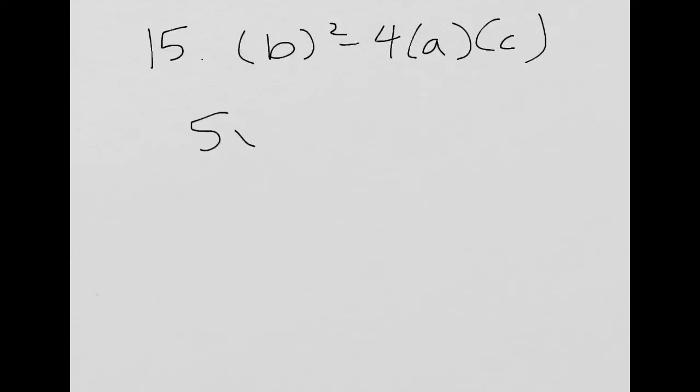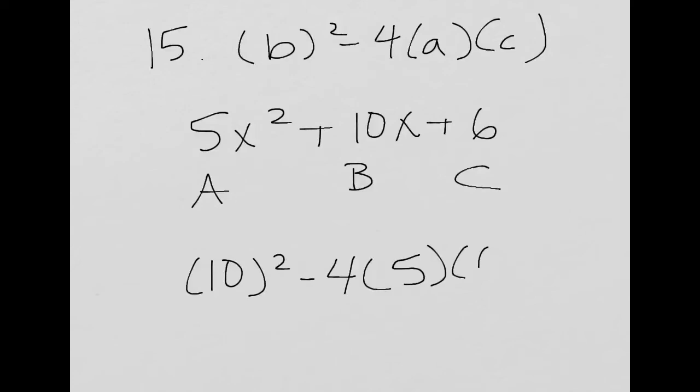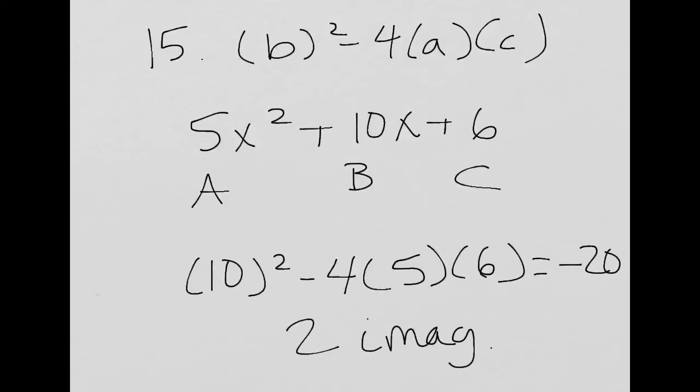Number 15, same deal. A is 5, B is 10, C is 6. So it's 10 squared minus 4 times 5 times 6. Type that in my calculator, I get negative 20, which is going to give me 2 imaginary solutions.